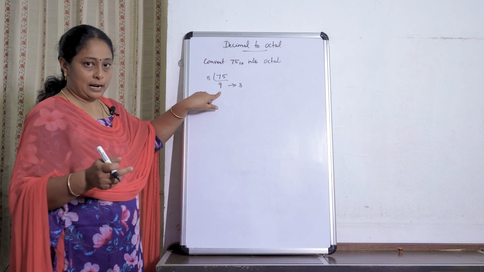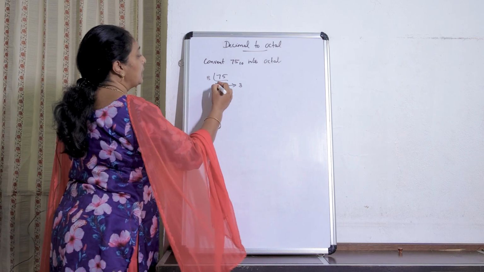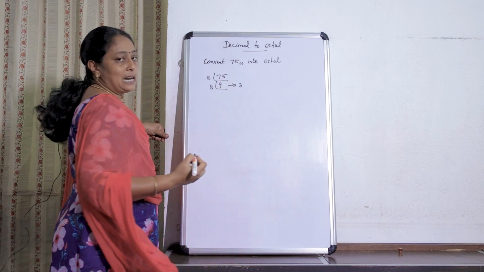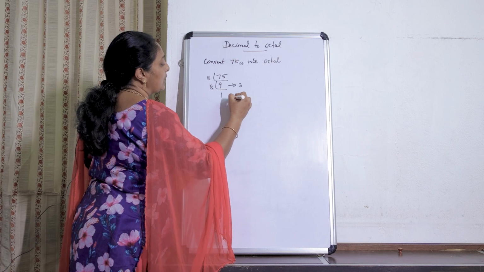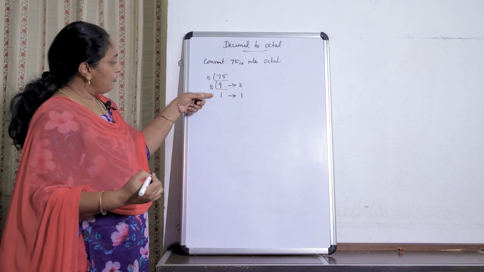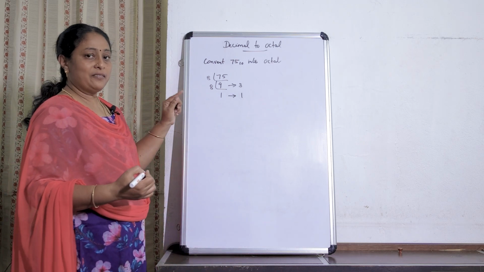But now I have got 9. 9 is greater than 8. So I need to continue with dividing this number 9 by 8. So 1 is the quotient and 1 will be the remainder. After this, I cannot proceed the division. I will stop with this.